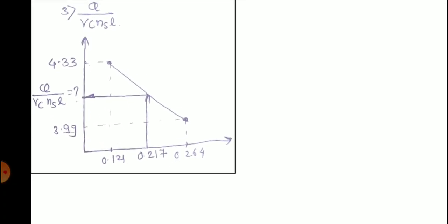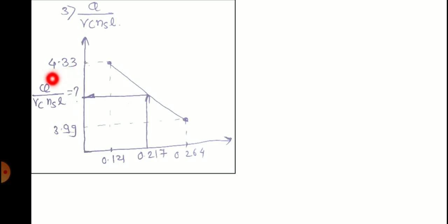Okay. Now the third dimensionless number, what is my third dimensionless number? The third dimensionless number is q upon rc ns l. So here the nature of the graph is changing. Okay, so for the corresponding s is equal to 0.121, what is my value? 4.33, q upon rc ns L. Okay, from the chart. Again you refer to the chart.